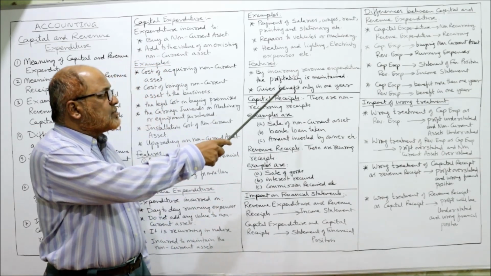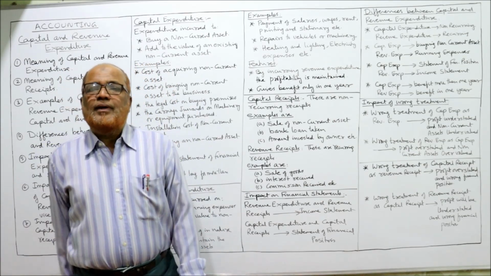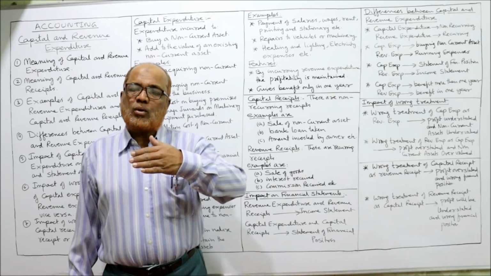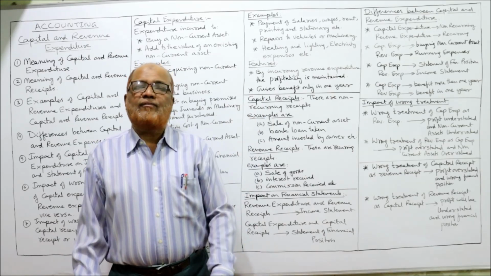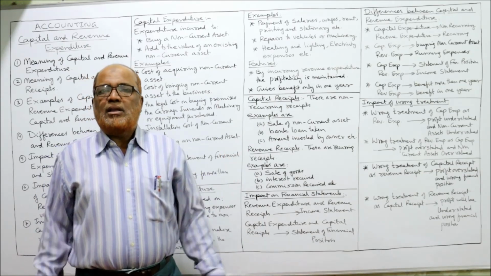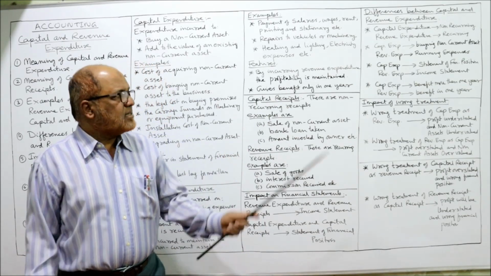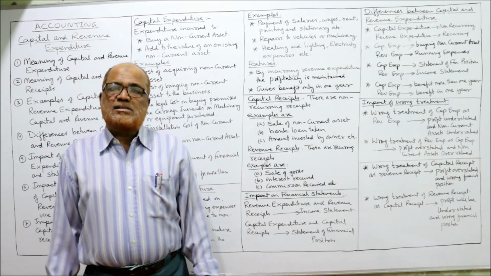The next one is that it gives benefit only in a year. By incurring capital expenditure, the benefit to the business will accrue for a long period of time. Whereas by incurring revenue expenditure, the business will get the benefit only for one year. That is a feature. Now, capital receipt.